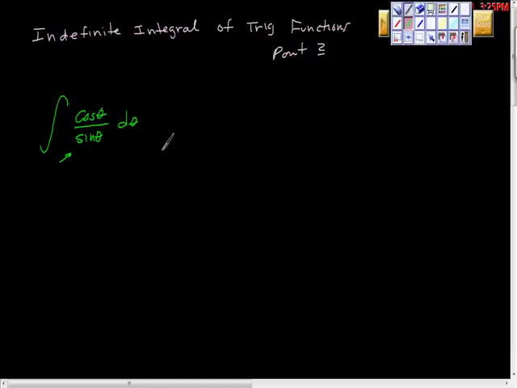Indefinite integral of a trig function, part 2. And I'm saying on this one, this is really straightforward. We can prove this if you want to, but there's not a lot of work to do here. We can just skip to this answer if you can see it. What I'm wondering is, is this true?